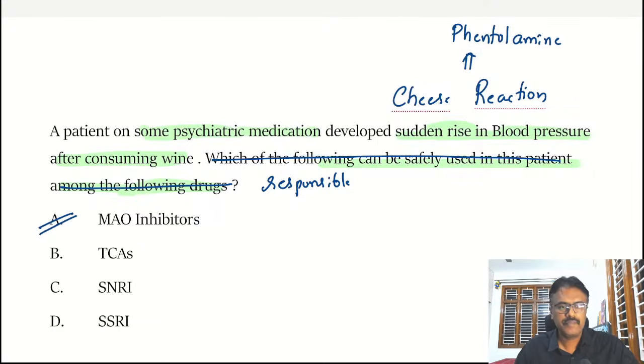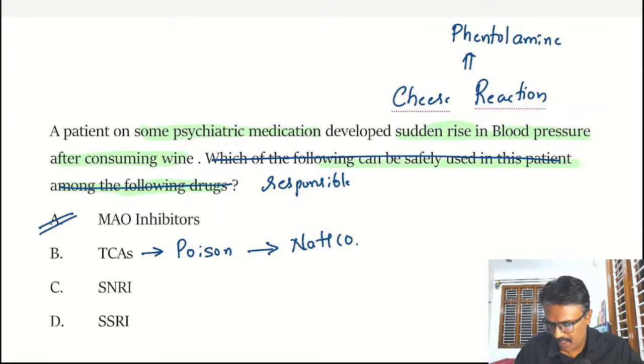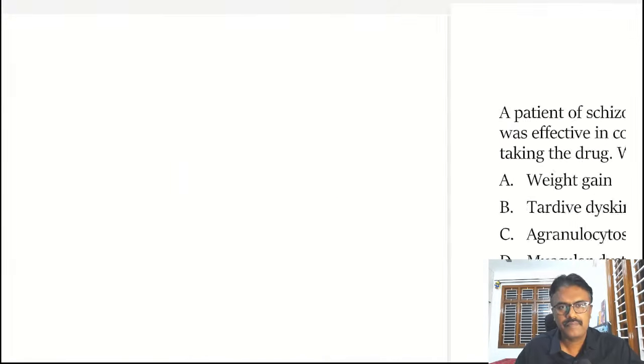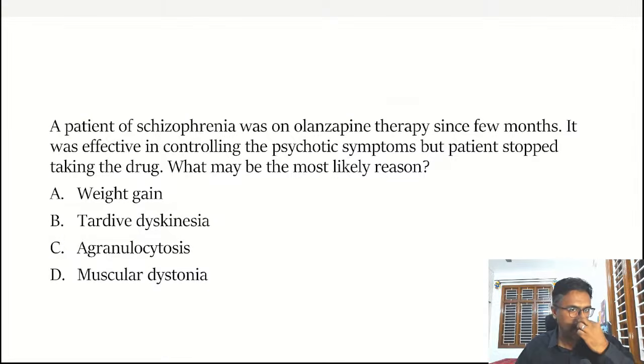Phentolamine. So let me tell you something about TCA. TCA poisoning, the antidote is sodium bicarbonate. You can use sodium bicarbonate. So the answer is option A, cheese reaction. Let's move to the next one.